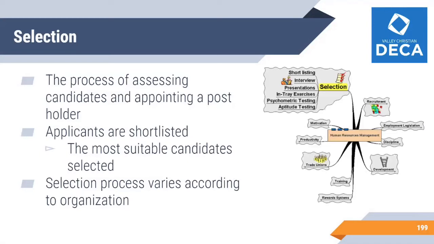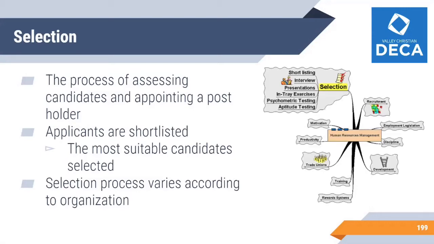Alright, so selection is the process of assessing candidates and appointing a post holder, so basically finding someone suitable for the job. Applicants are typically shortlisted and the most suitable candidates are selected. And of course, the selection process is different for each organization. Not everyone is going to find employees the same way.